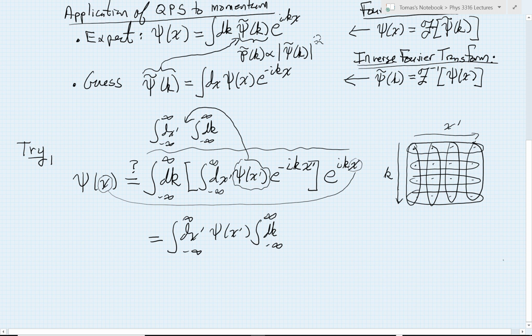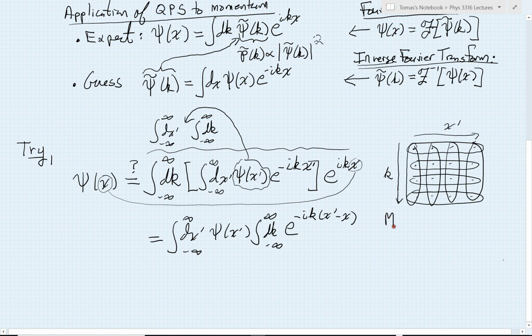And now, while I'm at it, I may as well tidy up my integral a little bit. I have these two factors that depend on k. I might as well combine them into a single exponential. I notice both of them have a common factor of k, so I'll write this as e to the minus ik, and then I've got x prime from this term. This term is a plus ikx, but I can get that with a double minus sign, minus x, like so. So now I've transformed my integral.